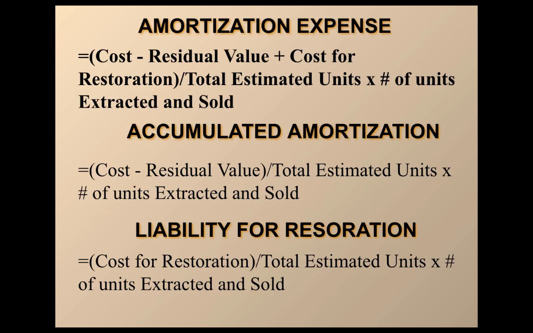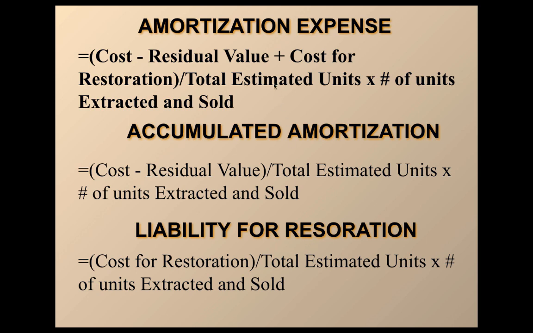So there's three things that we need to consider in the journal entry. Normally, when we're doing amortization journal entries, we have our amortization expense and our accumulated amortization. We're used to these two things. However, there's a third account which we're going to credit. So we're going to debit our amortization expense, which we already do. We're going to credit our accumulated amortization, which we already do. And we're also going to credit our liability for restoration because we're going to need to pay that.